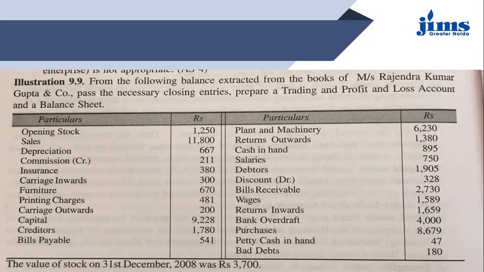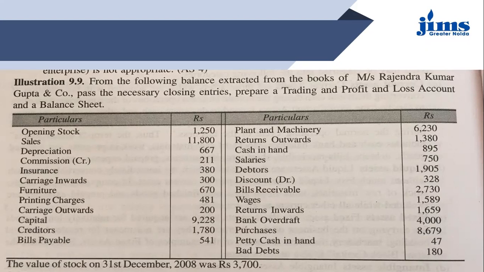It says, from the following balance extracted from the books of Messrs. Rajendra Kumar Gupta and Company, pass the necessary closing entries, prepare a trading and P&L and balance sheet. Okay, so we have to prepare. Basically, we'll avoid the journal entries here, and we'll take up the question for trading and P&L account and balance sheet.